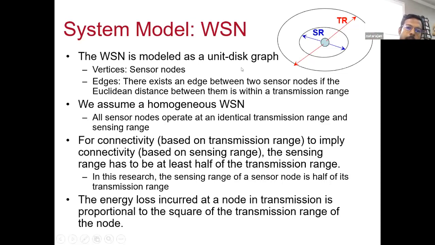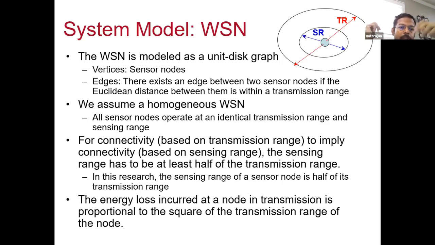And so for modeling purposes, we are going to assume that the sensor nodes are the vertices in this problem research here, and then there exists an edge between two sensor nodes if the Euclidean distance between them is within a transmission range, so not the sensing range. So if the distance between the two sensor nodes is within the transmission range, we're going to assume there's a link or edge between the two nodes.